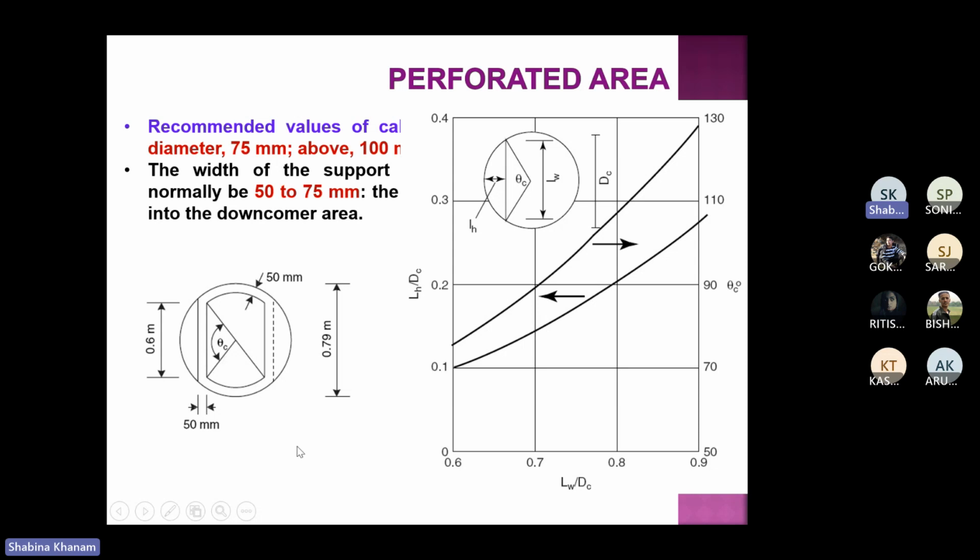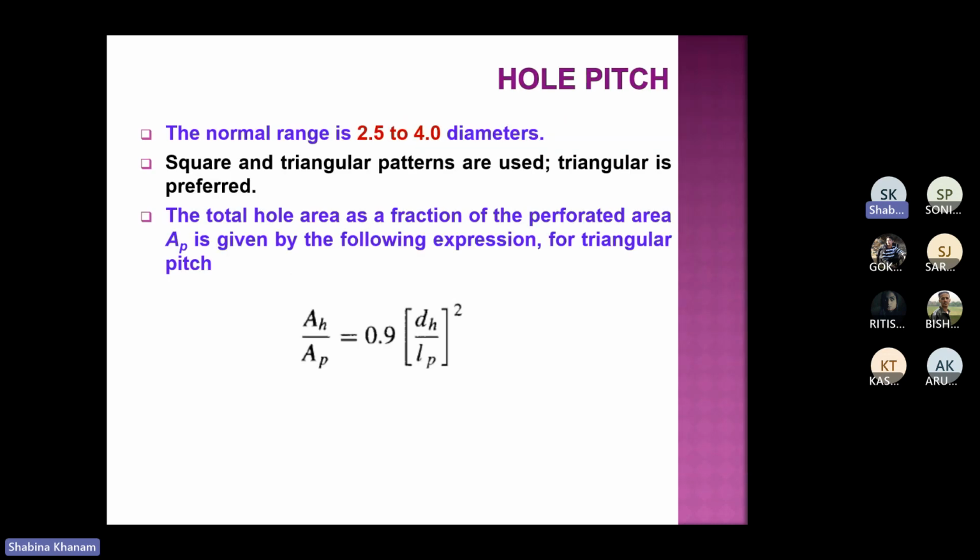Now the perforated area is AP. If you find that, you can go back to the previous expression. All are known except this LP. So this LP you can find out, and this LP should be 2.5 to 4 times the diameter. Now this diameter belongs to what? This diameter belongs to the hole diameter, not the column diameter. Please keep that in mind. So in this way we can find out the hole pitch.